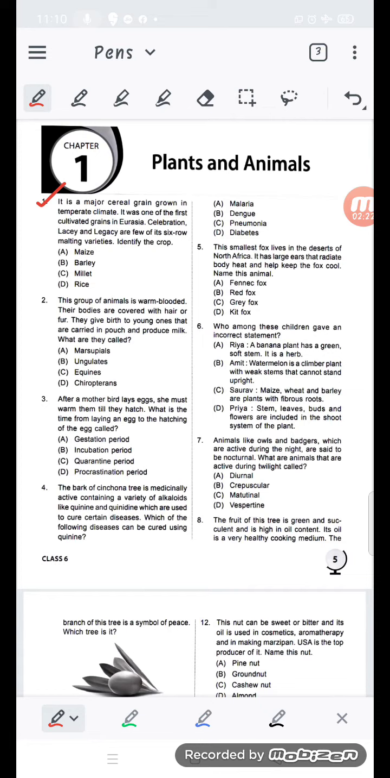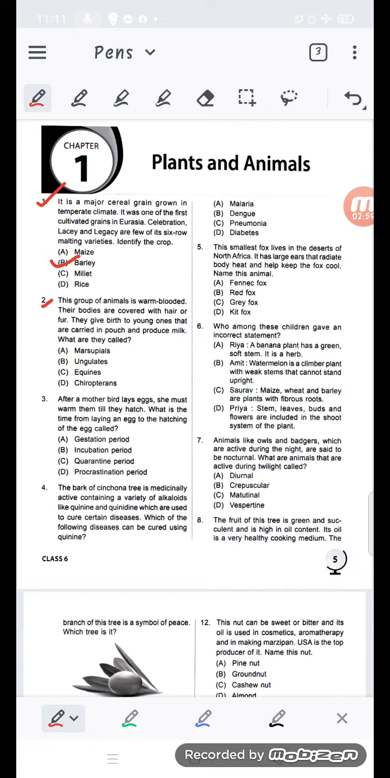So here, as we are seeing, it grows in a temperate climate. Okay, we are seeing over here, it grows in a temperate climate. So our answer, it was first cultivated grains. So our answer for this question is barley. Okay, the correct answer is option B, barley.